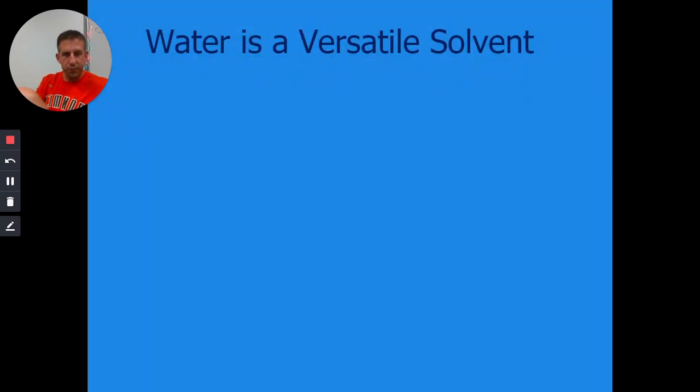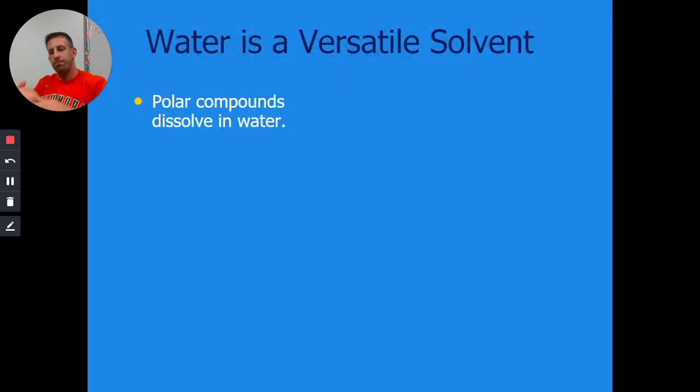The final unique characteristic of water that we're going to go through is to describe the fact that water is a versatile solvent, oftentimes called the universal solvent. I'm guessing that a lot of you have heard that before.